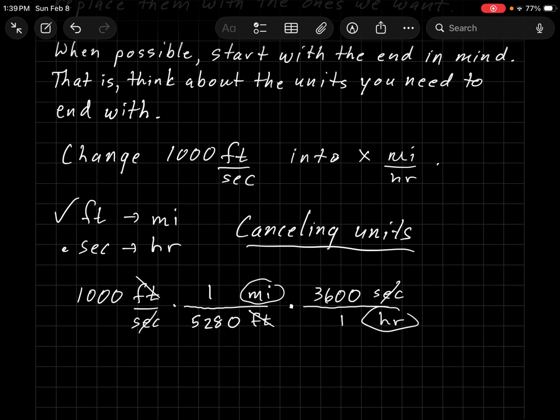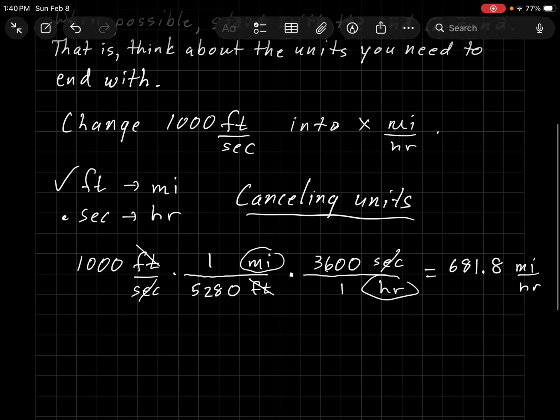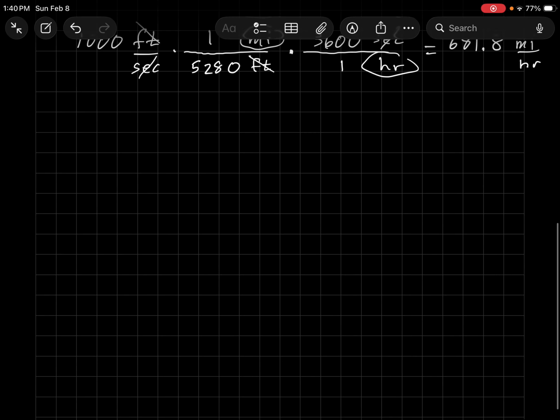And then all we need to do is multiply all the numbers or divide all the numbers together. And we get 681.8 miles per hour. So 1,000 feet per second is a little bit less than 700 miles per hour. Let's take a look at another problem here. Maybe slightly more complicated. I think that's what I want to do, is just give a few problems and kind of increase the level of difficulty.